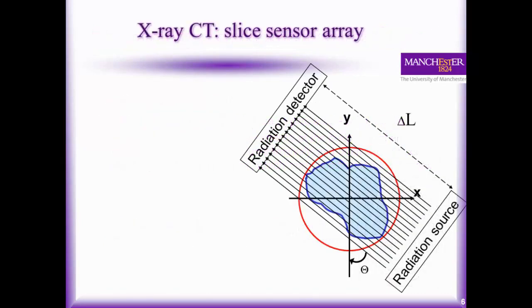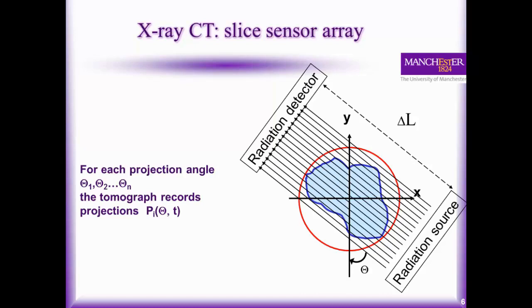The main modality for tomography is X-ray CT. We have a radiation source, with beams coming out of the source crossing an object, which in this case I present as a two-dimensional slice, and a radiation detector, which looks at the intensity of all those beams as they cross the object. So we are able to record the shadow of this object as the X-ray passes through it.